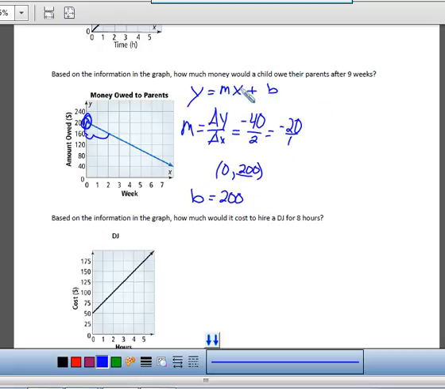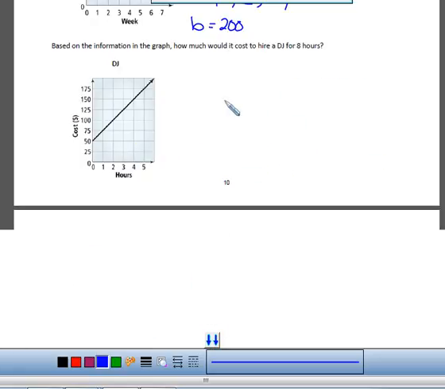Okay, so now I need to plug it into this equation. M is negative 20 over 1, so I get y equals negative 20, or negative 20 over 1, x plus 200. Now, if this is a negative number, you can do plus, negative, whatever, but that would just make it negative 20x minus whatever that number is. Remember, adding a negative is like subtraction.